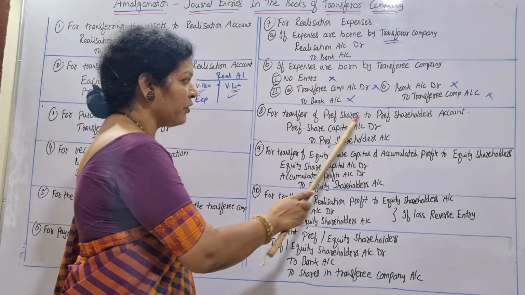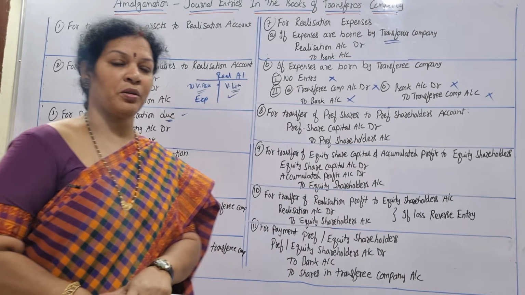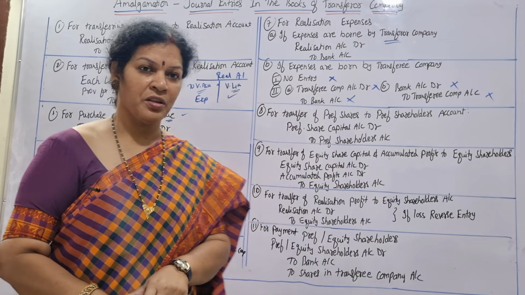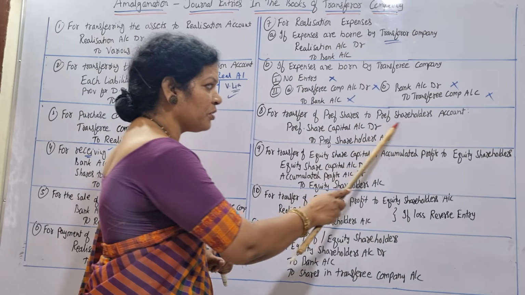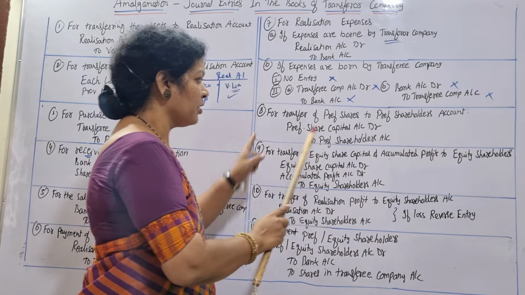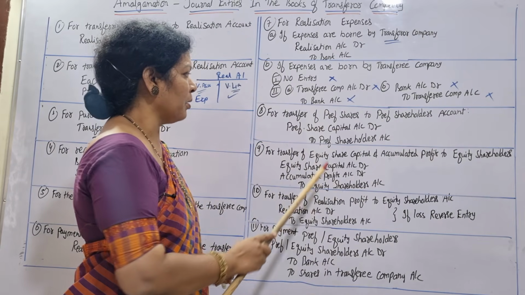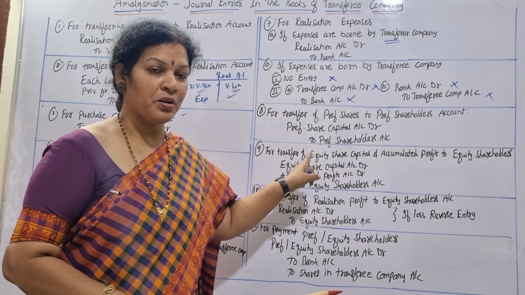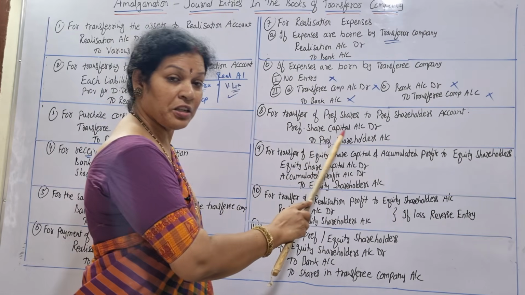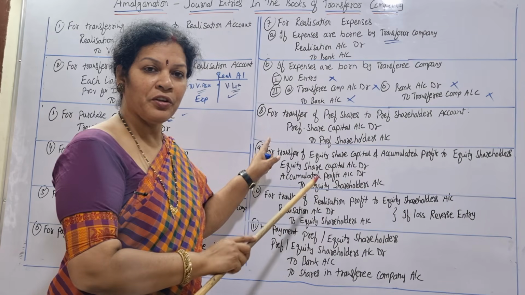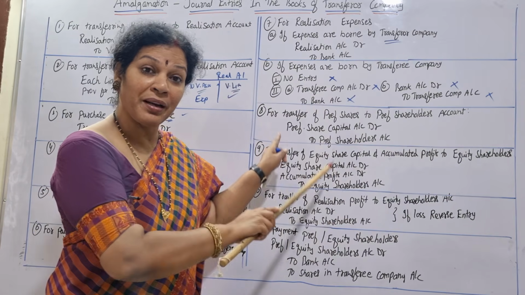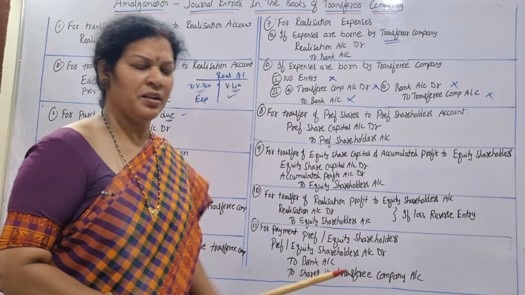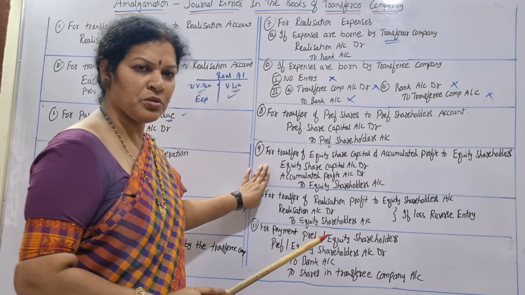For transfer of preference shares to the preference shareholders account: we have to transfer preference shares to the preference shareholders account. So preference share capital account attached to preference shareholders account. Sorry, preference share capital account debited to preference shareholders account credited. If you understand this, the next one is also the same.